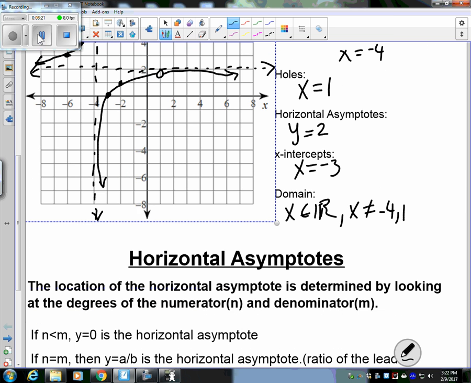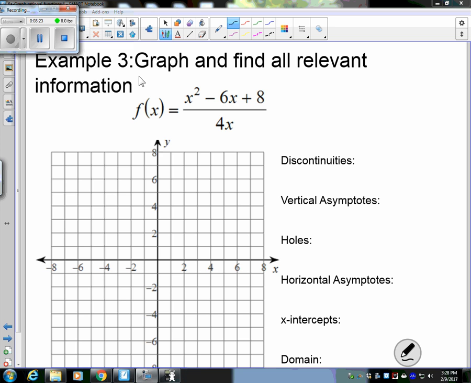Alright, I'm jumping to example 3, just to save some time. Example 2 wasn't really that important. So example 3 here, first thing is to factor. The numerator is x squared, so a is 1. What times what is 8 that will add up to negative 6? It's negative 4 and negative 2. The denominator is a monomial, don't factor a monomial.